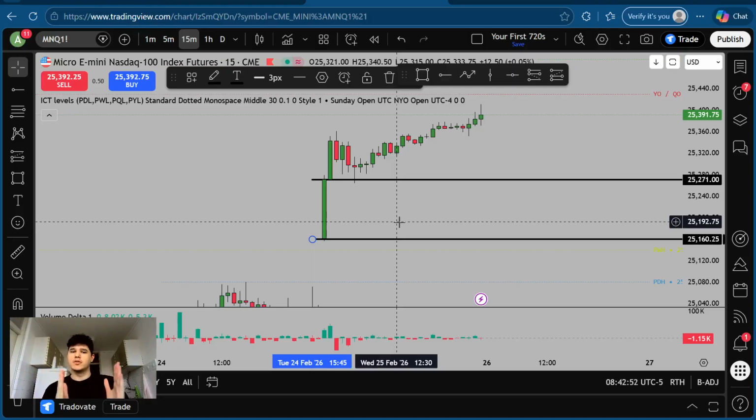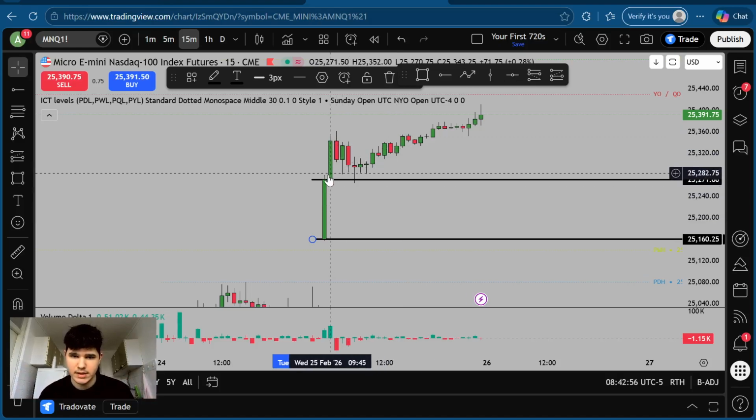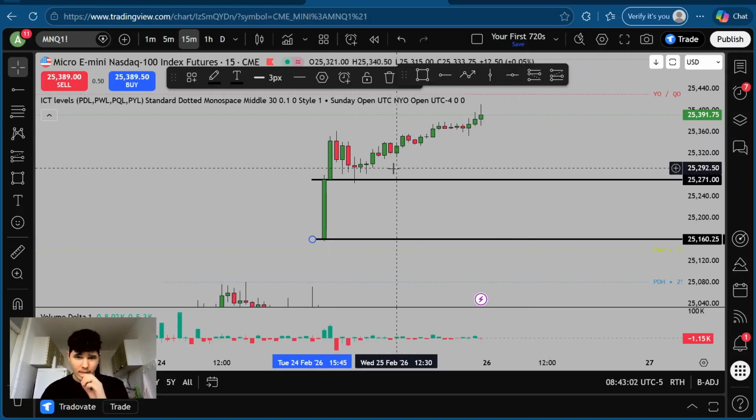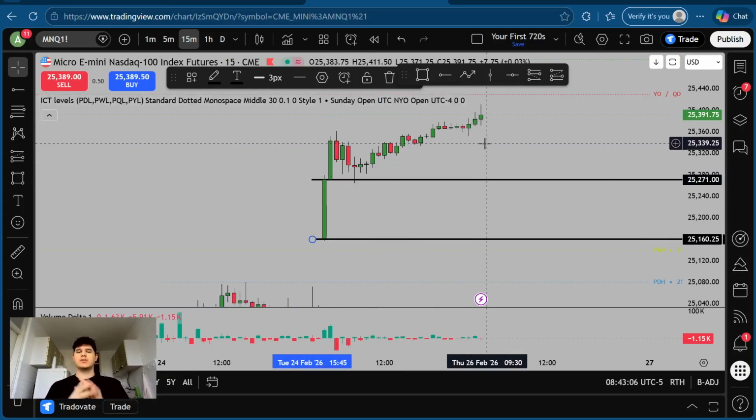And now what you want to do from there is wait for a break above. So you guys can see here, this is the 9:45 a.m. candle. We break out of this, and then we get a pullback to the zone. Now this is where you have an opportunity to capitalize off of.